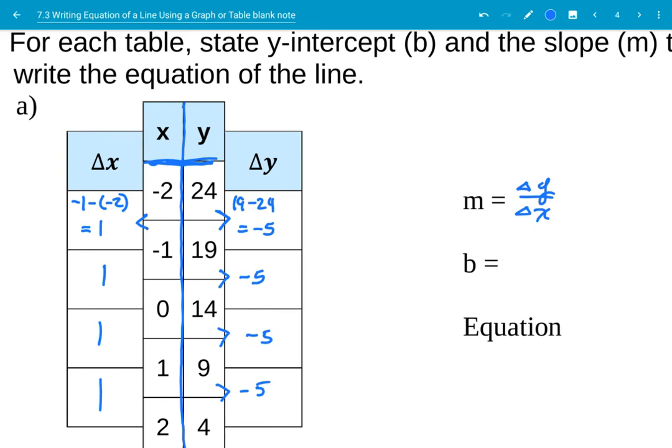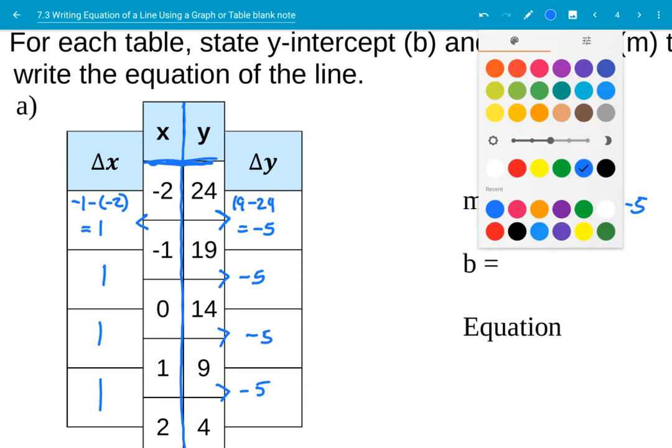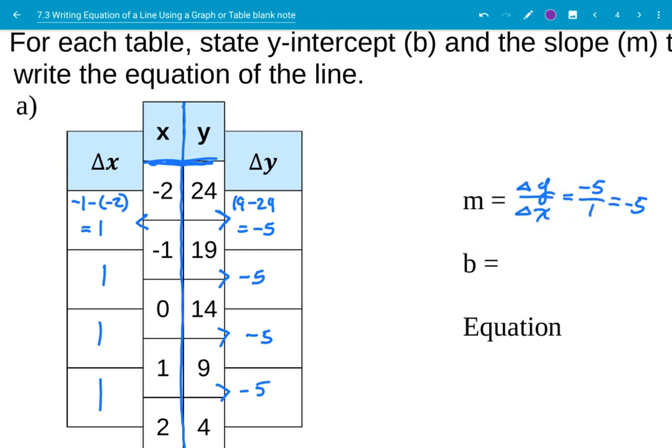If you want to do the manual calculation, you can see how I did it. But that's the idea. X's are increasing by 1. The y's are decreasing by 5. So it's negative 5 over 1, which is just negative 5. So there's the slope. The y-intercept happens when x is equal to 0.